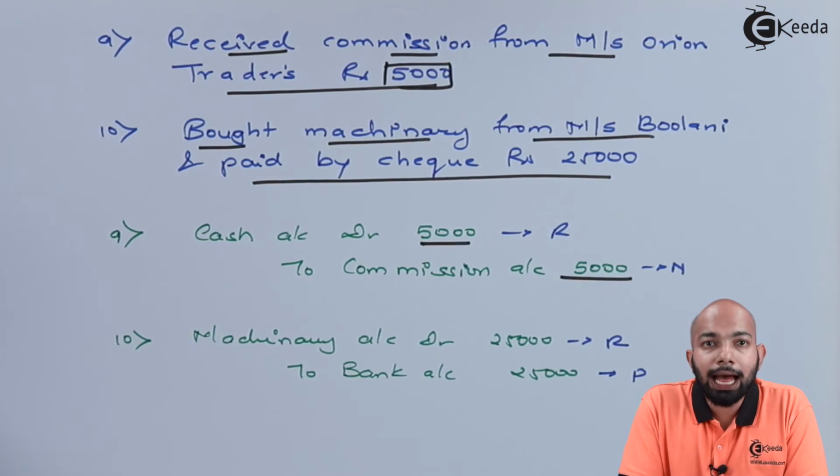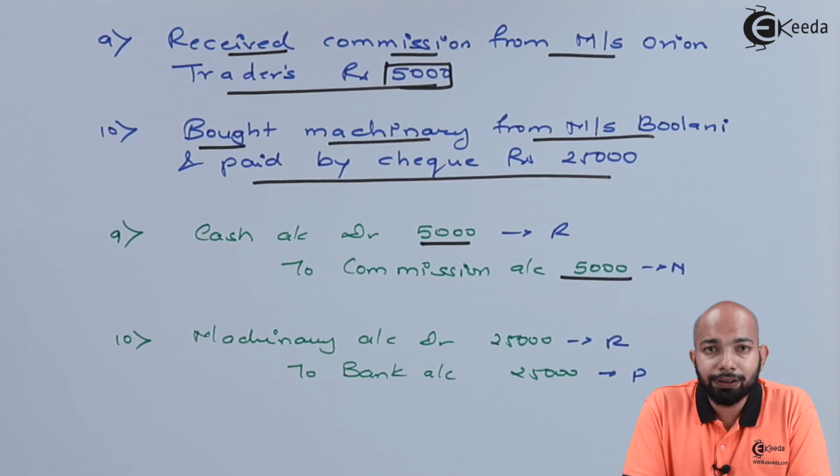Cash account will be real and commission account will be nominal here. Let's go ahead to the next part and understand whether these journal entries match as per our configurations.